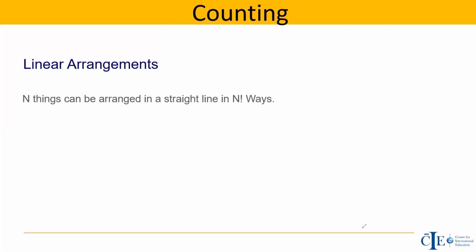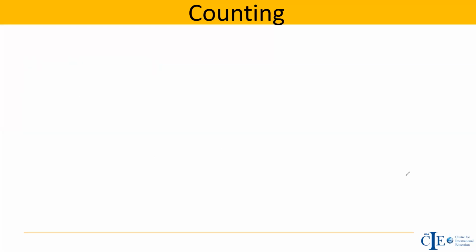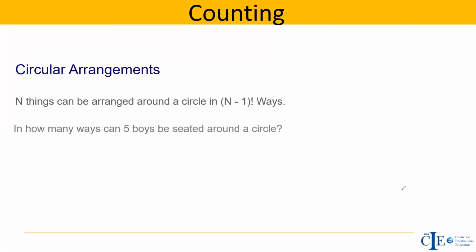Now we know in terms of linear arrangement, n things can be arranged in a straight line in n places, of course, in n factorial ways, right? So if there are n chairs and n students, then you can arrange n students in n chairs in n factorial ways. So if the question is how many ways can 5 boys be arranged in a straight line, what is the answer? It's simply 5 factorial, which is 120. Perfect.